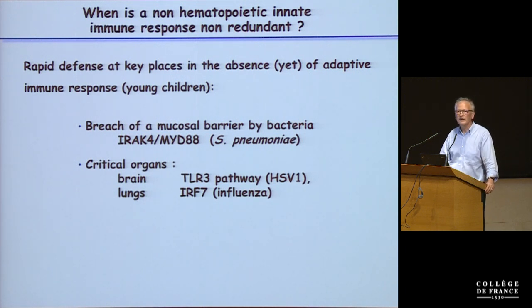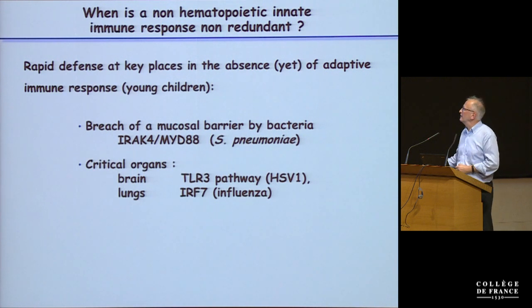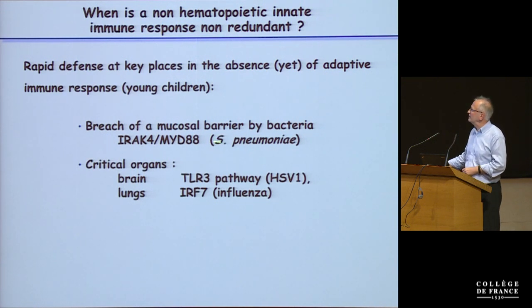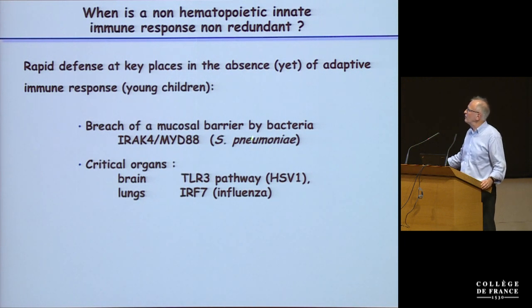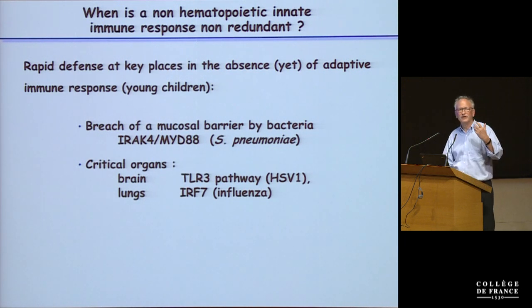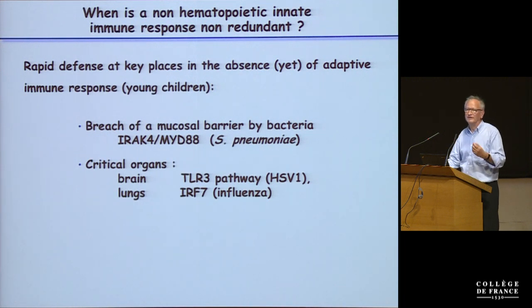So, for instance, patients who have mutations abolishing expression and function of IRAK4 or MyD88, which are important molecules for most of the toll-like receptor signaling, are associated with invasive infections with Streptococcus pneumoniae. But if these individuals survive above the age of 5 or 7 years, then they become asymptomatic. They are no longer susceptible to infections, suggesting that once adaptive immunity has developed, antibody production against Streptococcus pneumoniae, for instance, these molecules become redundant.